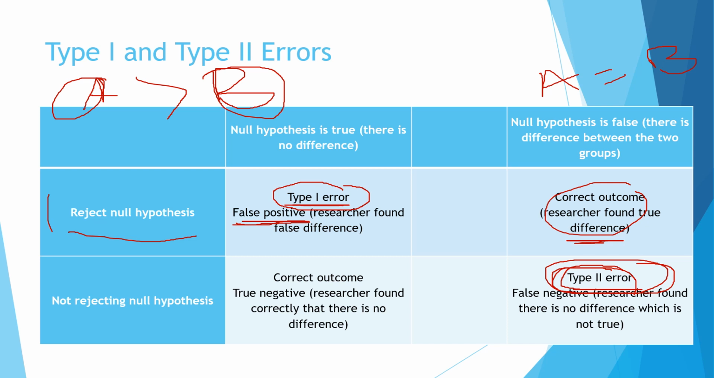So these are the 4 scenarios for hypothesis and null hypothesis, accepting and rejecting the null hypothesis, and type 1 and type 2 error. So type 1 error is when the researcher finds a false difference. So false difference, this is a type 1 error. Type 2 error is when the researchers fail to find a difference when actually the difference is true.